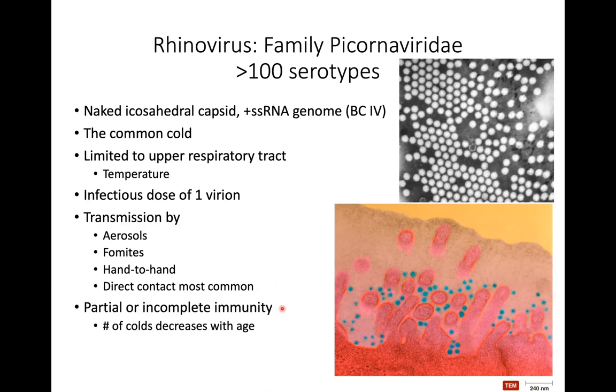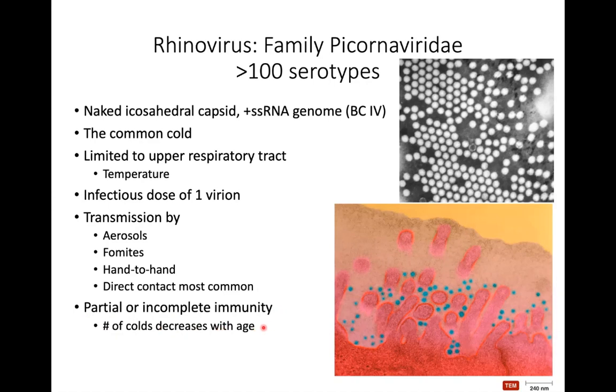Now we do get from the rhinoviruses some partial or incomplete immunity. So even though we don't get full coverage to each serotype we're infected with, we do get some immunity. And this is why we see that the number of colds a person experiences decreases with age.